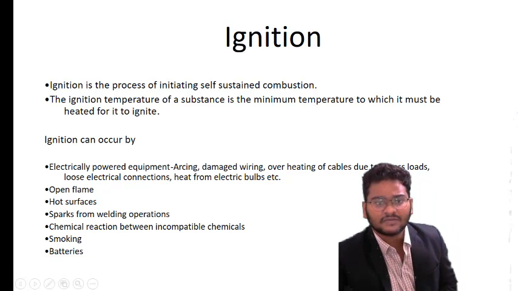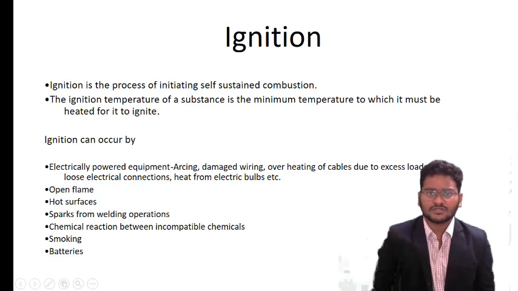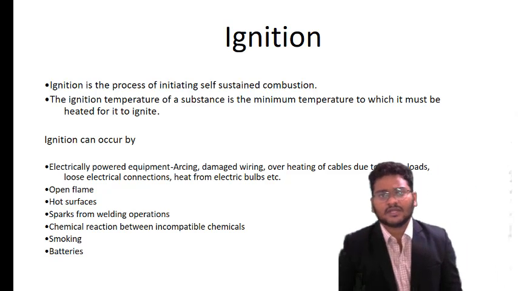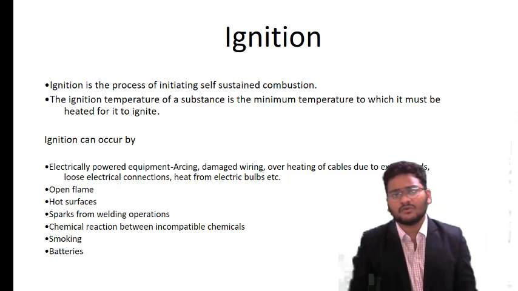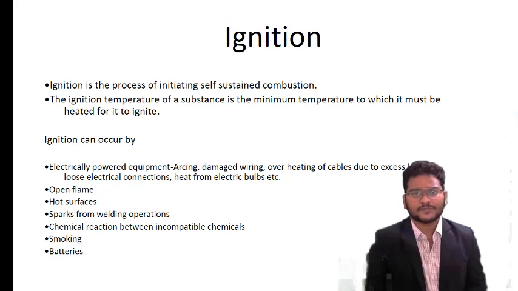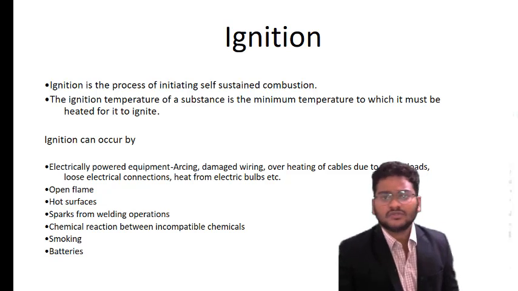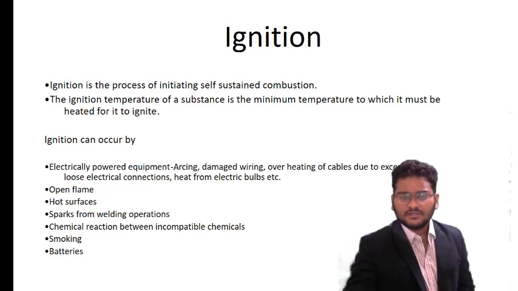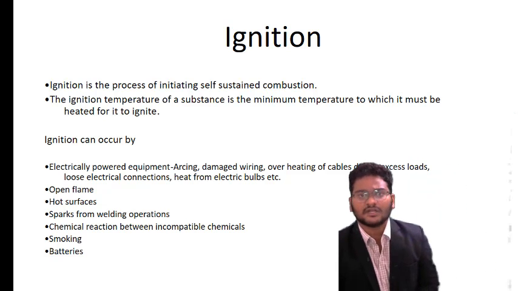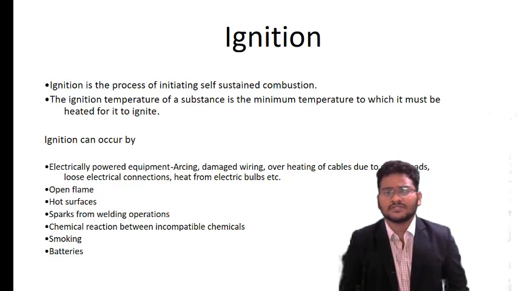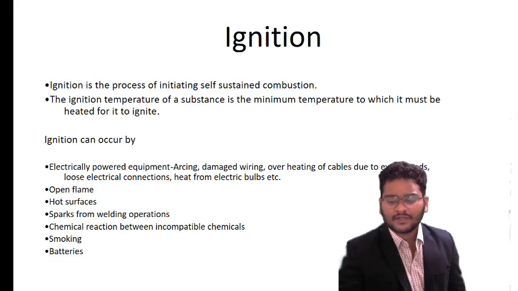Here he mentioned the different ignition sources. You can say electrical board equipment. What are the electrical equipments? Iron box, heaters, water heaters and damaged wiring. These can be overheated. Sometimes the cables also overheat and that will produce sparks. Then the next ones: open flames and hot surfaces. These are all ignition sources. Whenever you do welding operations, sparks come from the welding, so that spark also counts as an ignition source. So sparks from welding operations, chemical reactions, and smoking are the main ones.